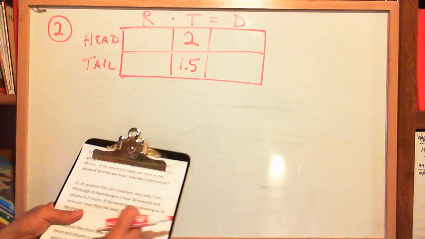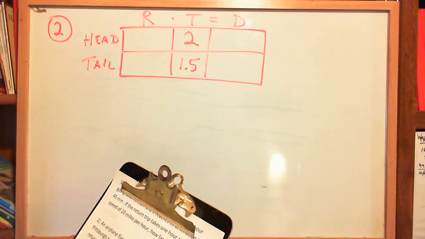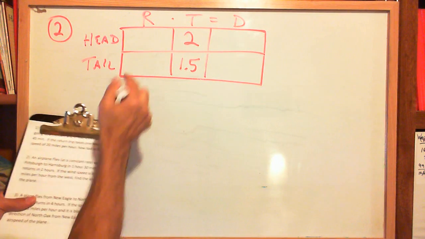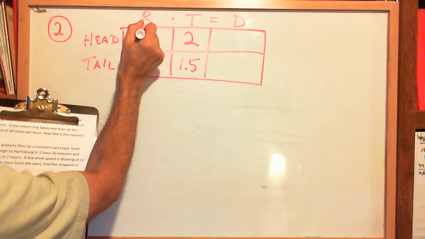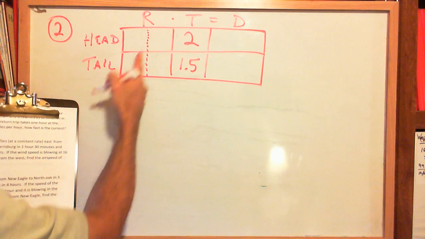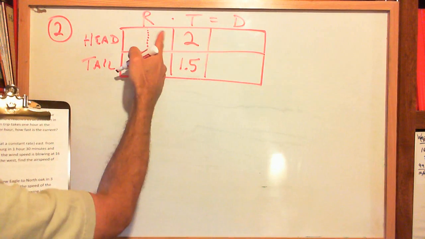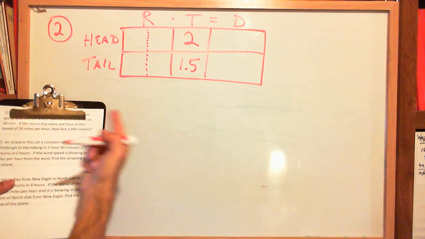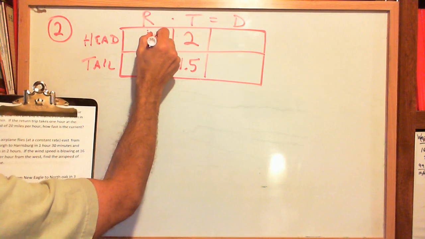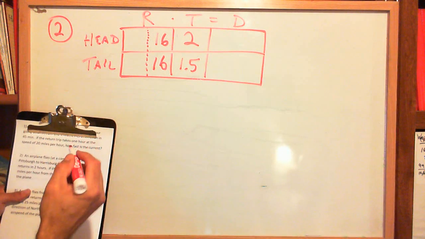And it says the wind speed is blowing at 16 miles per hour. You can look at your sheet to see what I'm reading. Remember, this is going to be split up between the speed of the vehicle on the left and the speed of the wind on the right. If it was a boat problem, it would be the speed of the current on the right. We know that the speed of the wind is 16, so I'm going to write 16 for both of those. Okay?